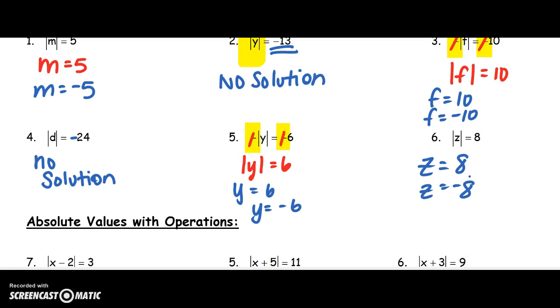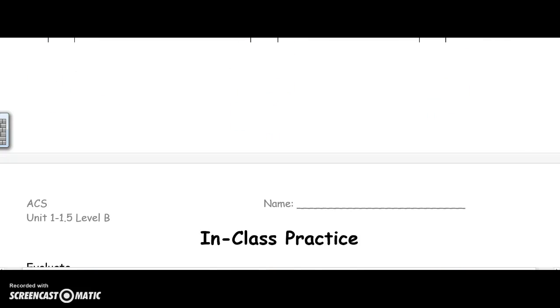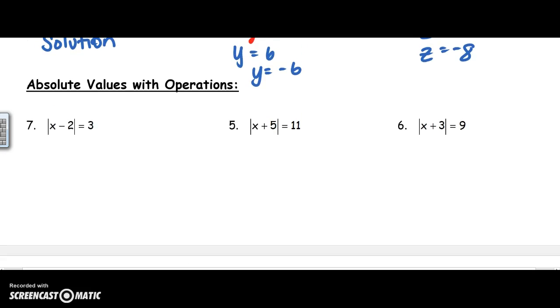What we're going to do now is make it again a little bit harder and add in an operation. So yesterday we said, let's think of our absolute value bars as parentheses, and let's simplify what's on the inside. Well, now that we have a variable, we really can't do that. But if you notice up here in our answers from the time before, we always have one negative answer and one positive answer. So we're going to use that idea to solve these two.